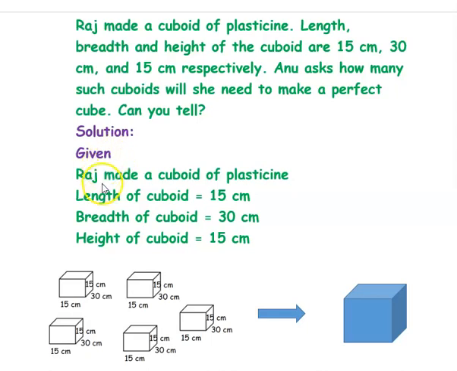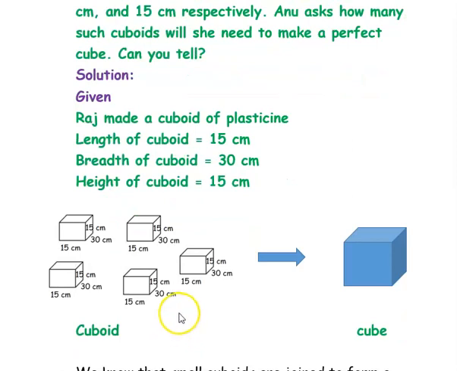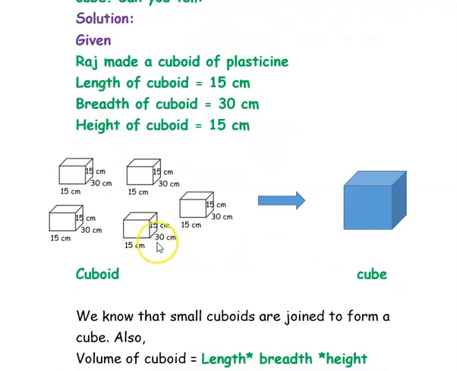First, let's see what is given. Raj made a cuboid of plasticine. Length of the cuboid is 15 cm, breadth of the cuboid is 30 cm and height of the cuboid is 15 cm. So this is the cuboid. See, I have drawn a few cuboids of the given measurements 15, 30 and 15. So now he is combining all these cuboids to form a cube. So the small cuboids are joined to form a cube.